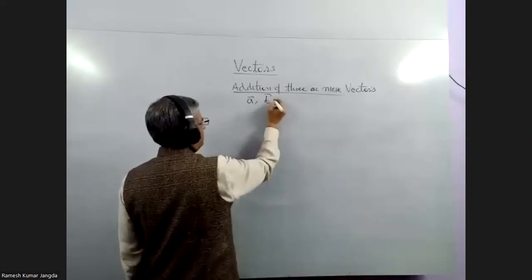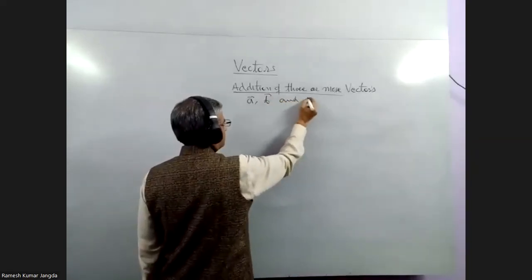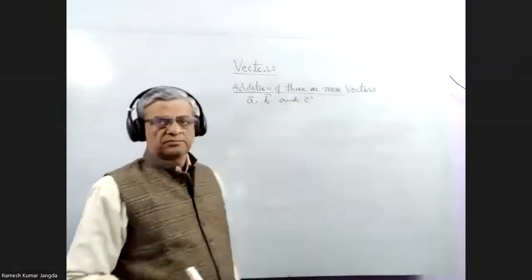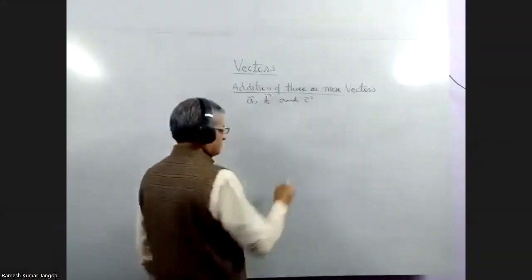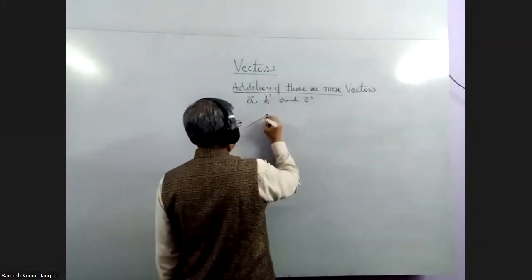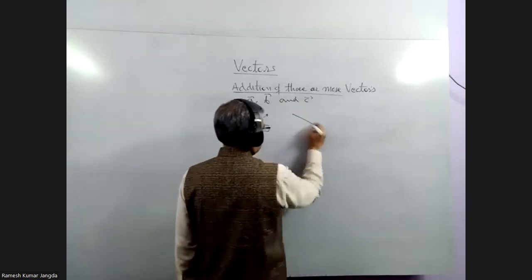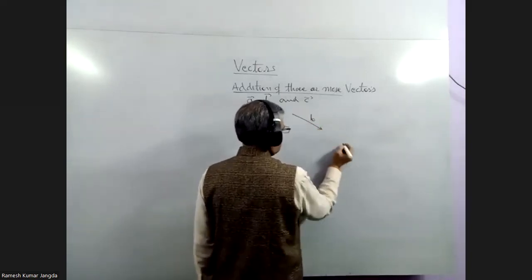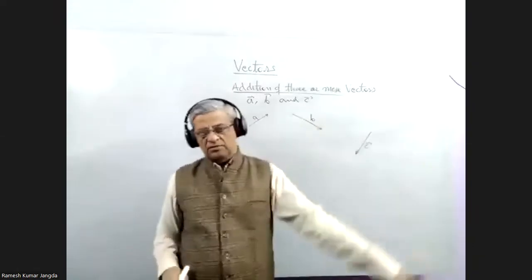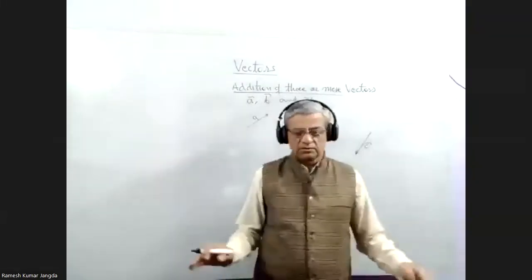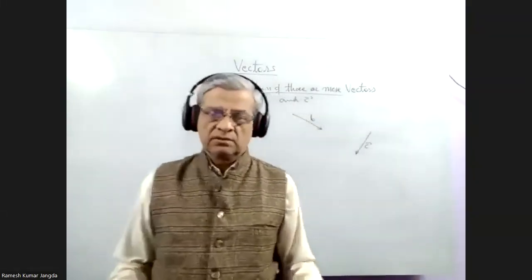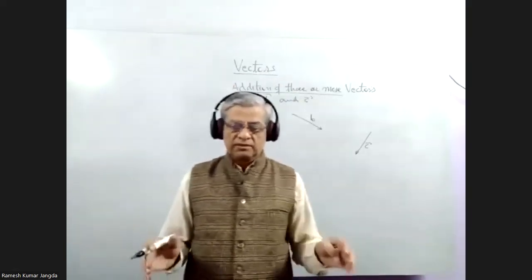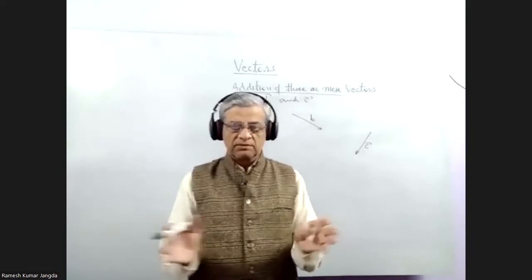Suppose we have vector A, vector B, and vector C. One vector is here, this is vector A. This is vector B. We want to add these three vectors. All these are free vectors, so we have to arrange these vectors in order to find the resultant of these vectors.